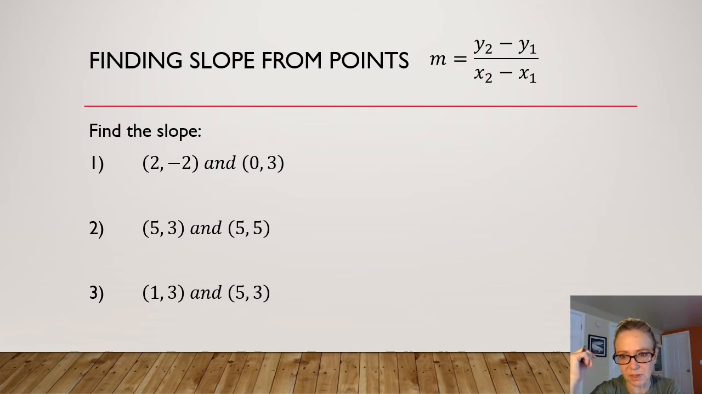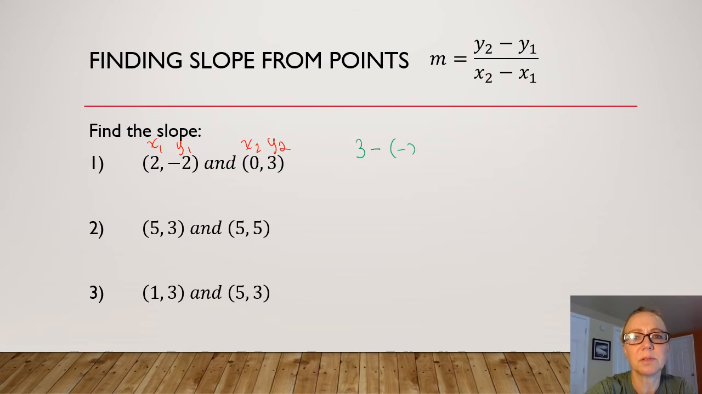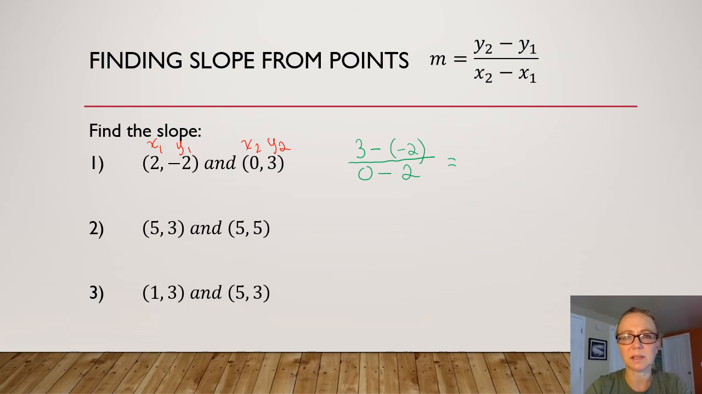Because this is such an important skill, we're going to practice this 3 times to make sure you catch on to the pattern. Now I'm going to start by labeling my points x1, y1 and x2, y2. And now y2 is 3, y1 is -2, divided by x2 is 0 and x1 is 2. 3 minus negative 2 is 5. 0 minus 2 is negative 2. So we would say the slope of this line is negative 5/2.